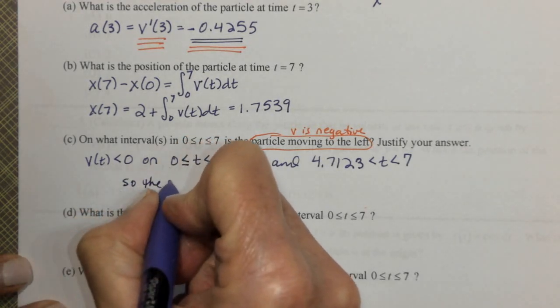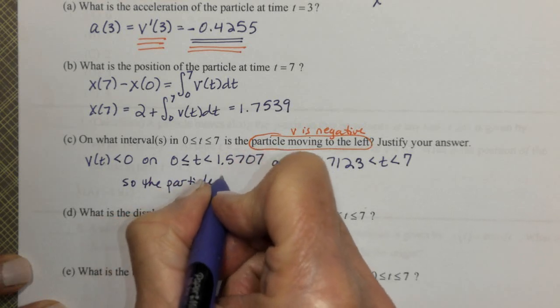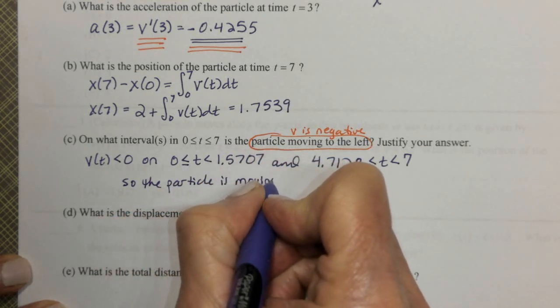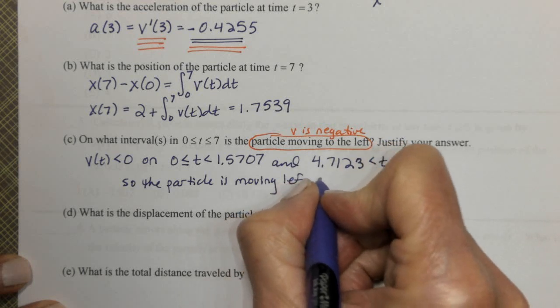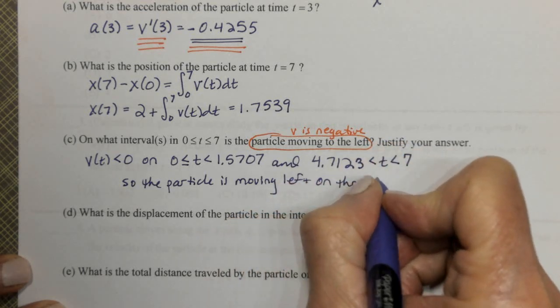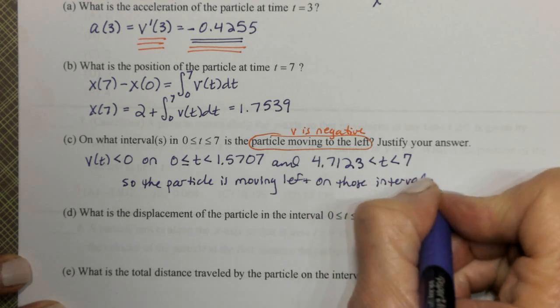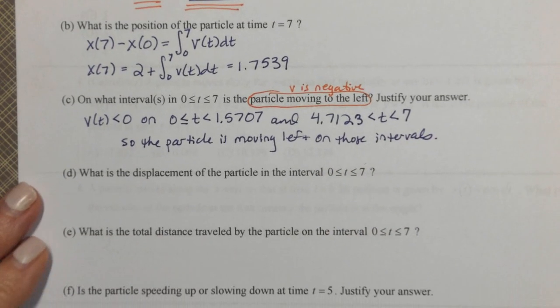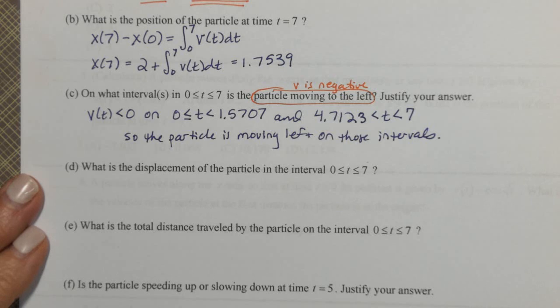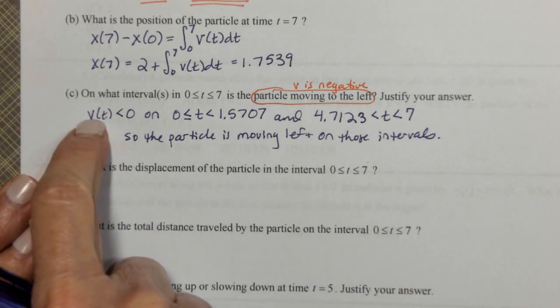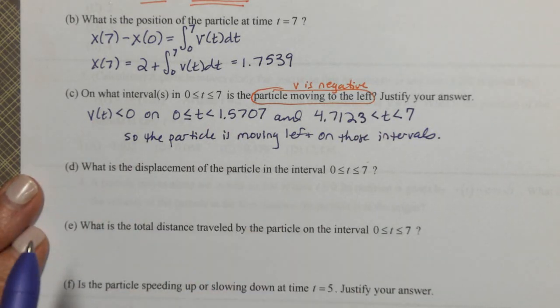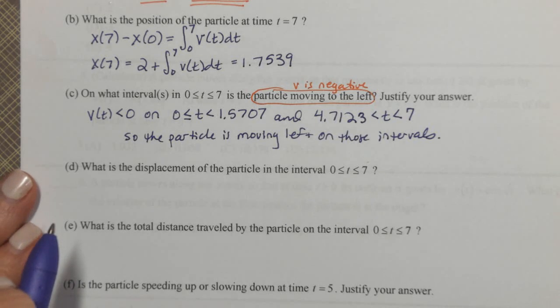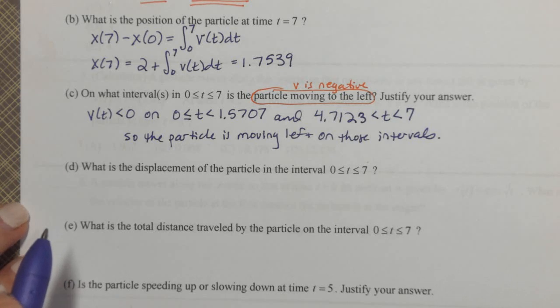So the particle is moving left on those intervals. Okay? Worded it a little bit differently. I don't like the way I worded that. I should have said the particle is moving left on these two intervals since v of t is negative on those intervals. Okay? That would have been a little bit more elegant way to state that answer. Okay.